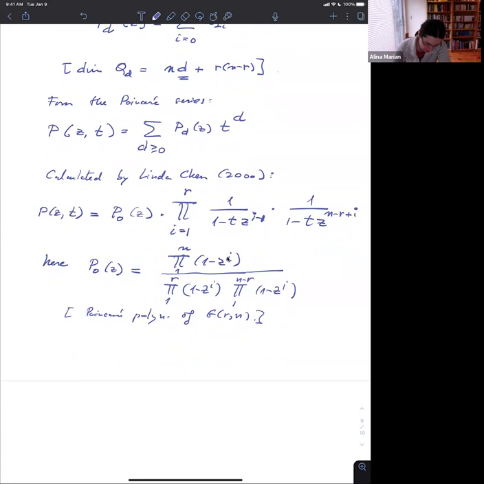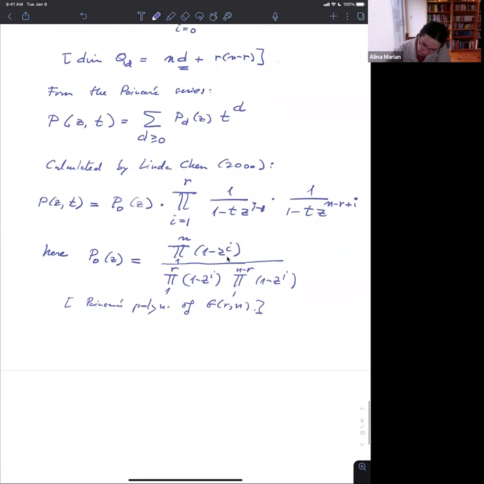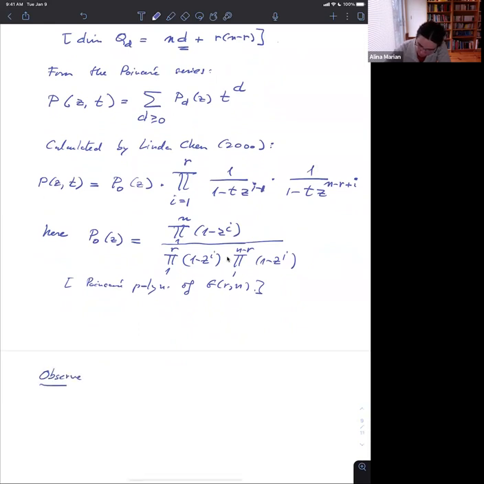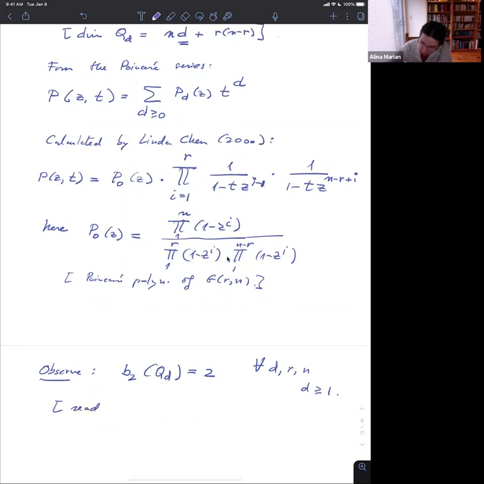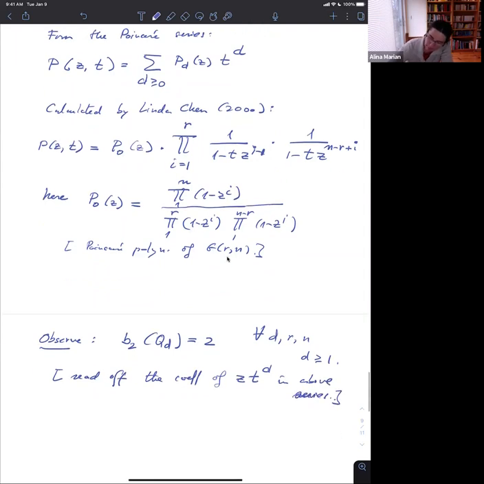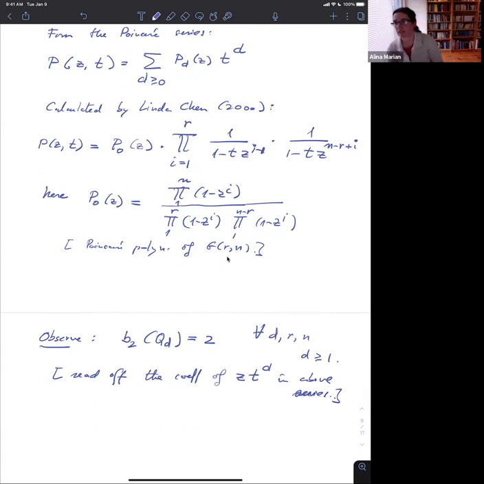So first of all, you can deduce immediately, just to get us started, that B2 of QD is equal to 2, for all D, R, N, where of course D is at least 1. One just has to read off the coefficient of Z times T to the D in the above series. And it plays a bit differently.